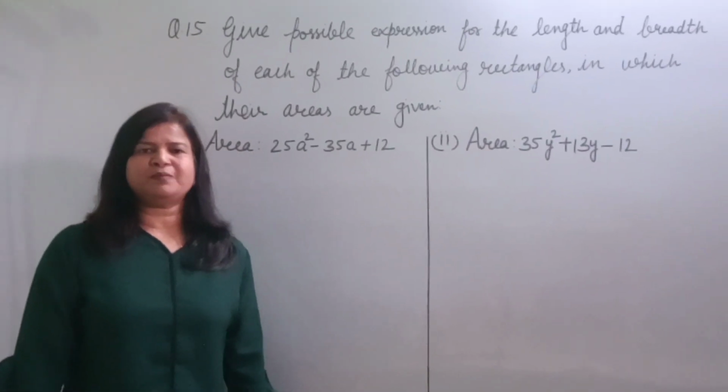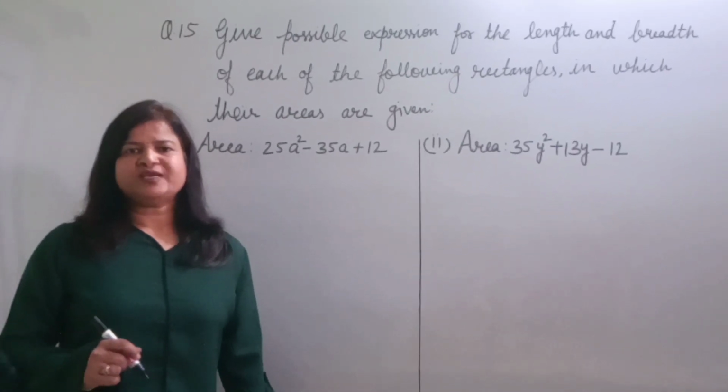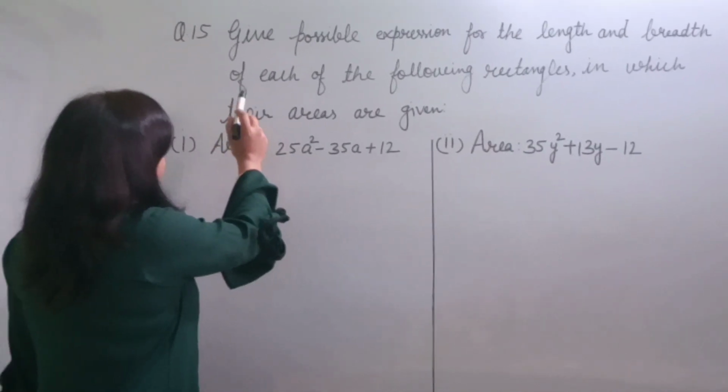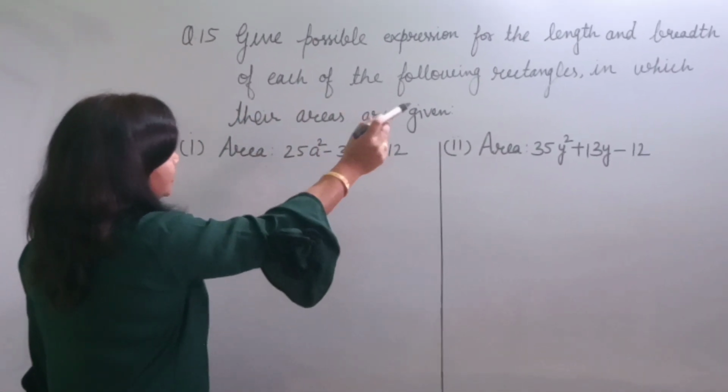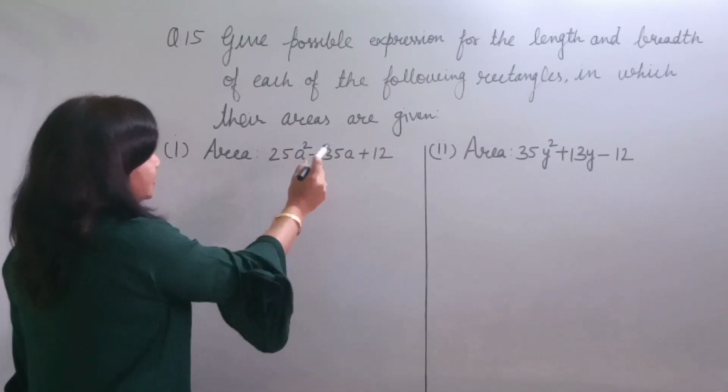Today we will discuss question number 15 and 16 from exercise 2.5. So first we will discuss question number 15. Our question number 15 is: give possible expressions for the length and breadth of each of the following rectangles in which their areas are given.